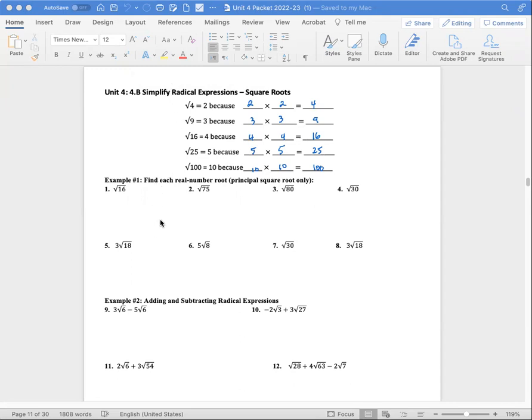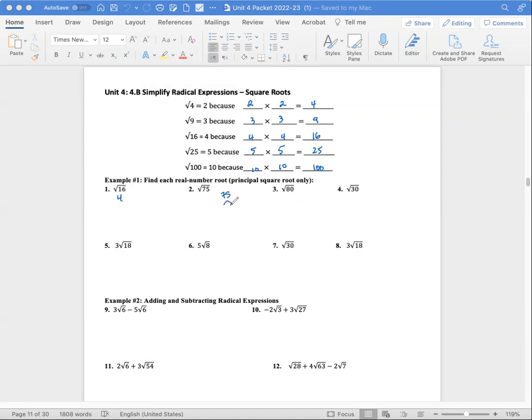So for example, number one says find each real number. They call them the principal square root, which means the main square root. So the square root of 16 is 4. If this is a repetition, I do apologize.